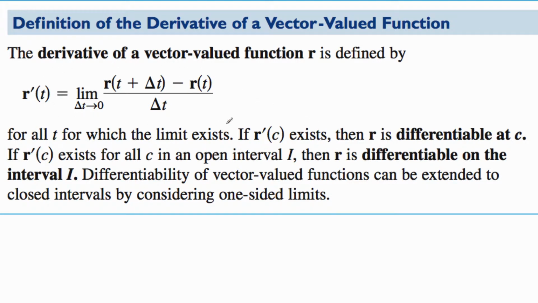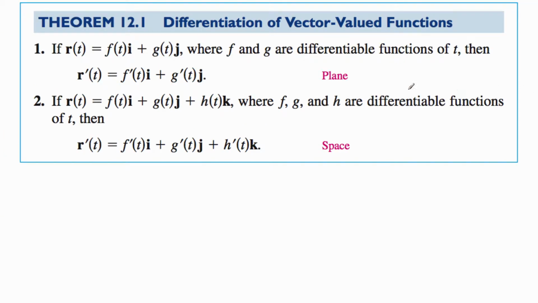You can see this is the same definition we used at the beginning of the year. The difference is that we will be breaking them into components. So if r is f in the i direction plus g in the j direction, then r prime of t is f prime of t in the i direction, plus g prime of t j.